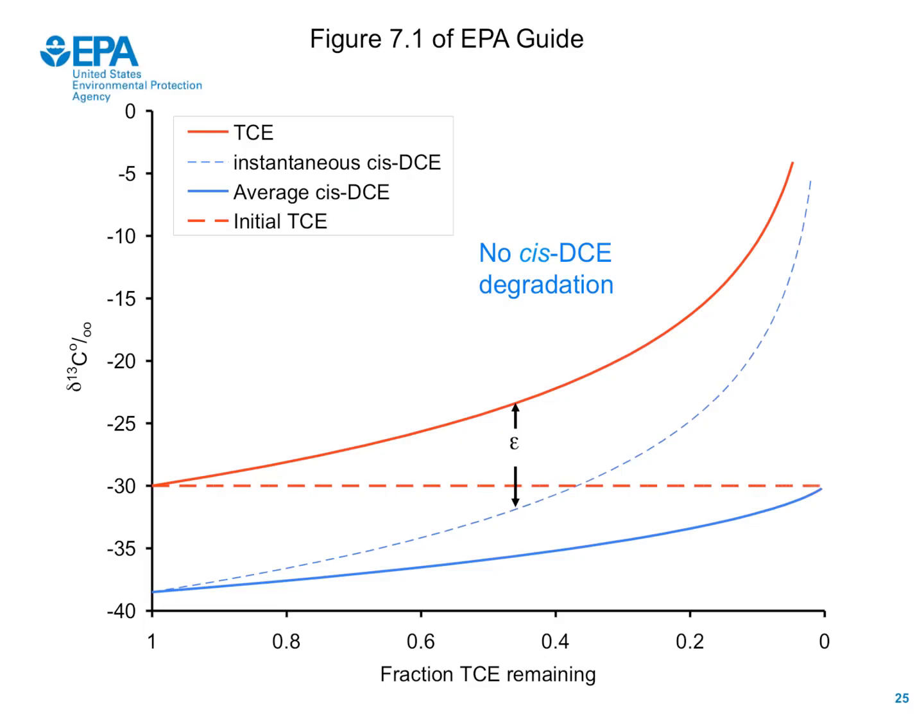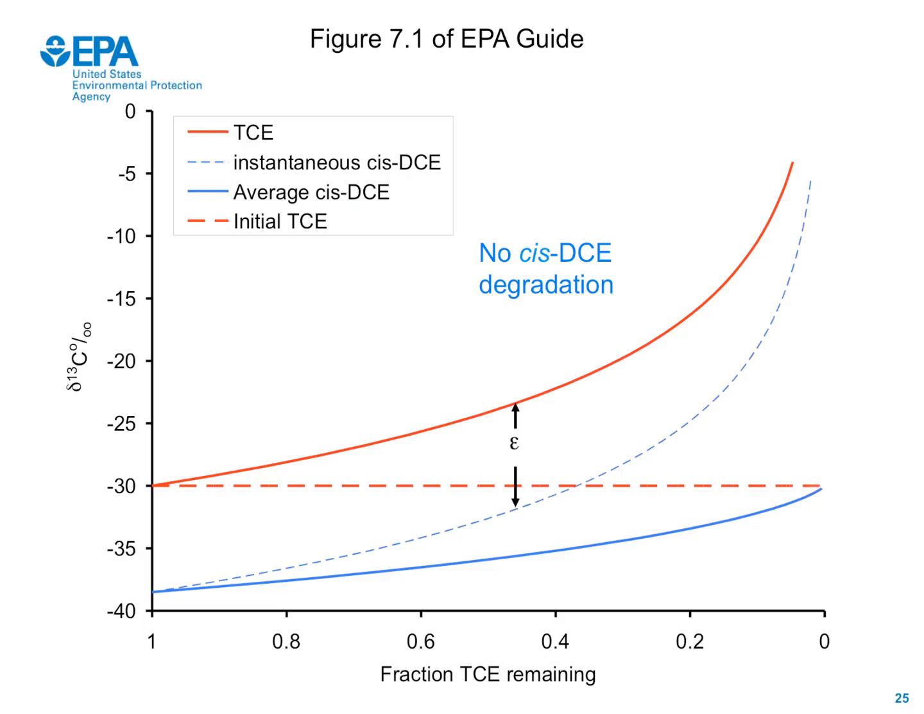The dotted red line is that original value. The dotted blue line is the instantaneous delta 13C of the cis that's produced from the TCE at that moment. And you'll notice that the separation of the two lines is constant. That constant is the value for epsilon, the fractionation factor. But that instantaneously produced cis is added to cis that's already present. So the solid blue line is what you actually measure, all of the cis that's in the sample.